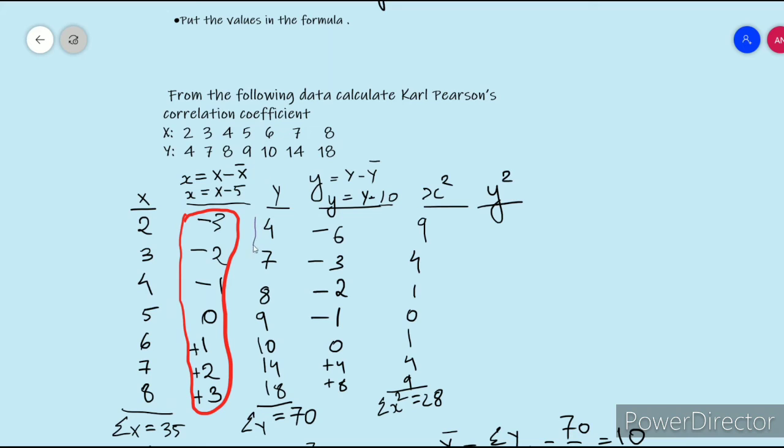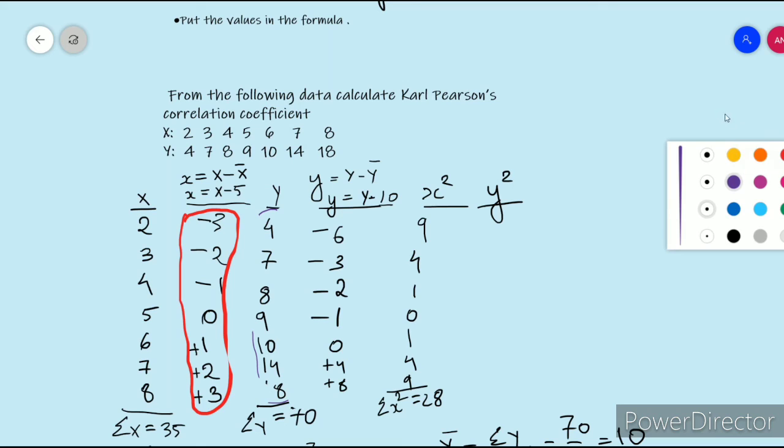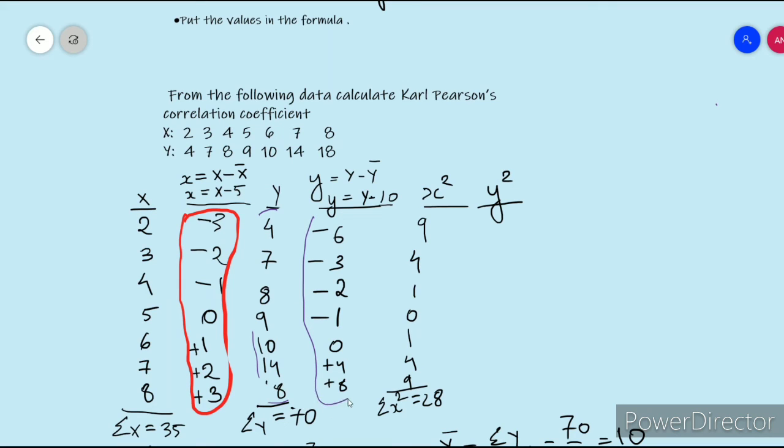Next we find the square of the y deviations, which means we square these values over here. Sorry, that's a mistake. It's not those values because this is capital Y, so I made a mistake. I thought that was this small y. In fact, the small y's are over here. So minus 6 into minus 6 is 36. Minus 3 into minus 3, 9. Minus 2 into minus 2, 4. Minus 1 into minus 1, 1. So we square the values, you find the sum, we get 130.